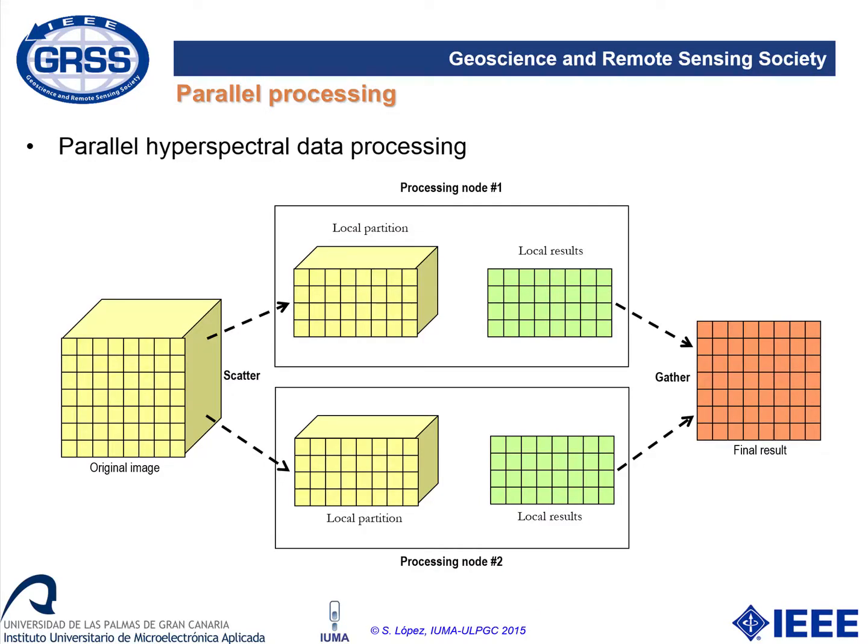So here is a situation in which the original image is partitioned in two. You can use any of these two approaches, although as I said before, the second one is the most commonly used. And then each processing node is able to obtain local results, and then at the end they communicate in order to compute the final result.